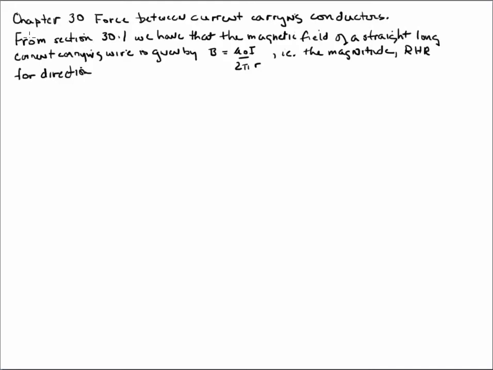From section 30.1, we have that the magnetic field of a straight long current carrying wire is given by B equals mu naught I over 2 pi r. Now this was determined by the Biot-Savart law, and you should have studied that in the examples in that section. The magnitude is mu naught I over 2 pi r, and you can use the right-hand rule to determine the direction.